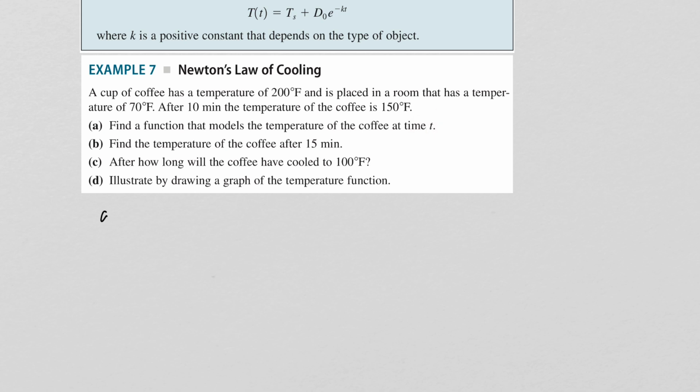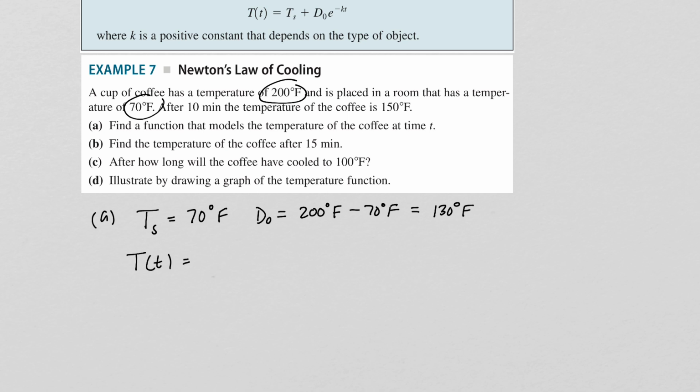So first, let's go through and state what we know. The temperature of the surroundings is the temperature of the room, which is 70 degrees Fahrenheit. D naught is the difference between the temperature of the object and the temperature of the room. So that is 200 degrees Fahrenheit minus 70 degrees Fahrenheit, which is 130 degrees Fahrenheit. So we know that T of t will be 70 plus 130 times e to the negative k times t. Now we need to determine the value of k.